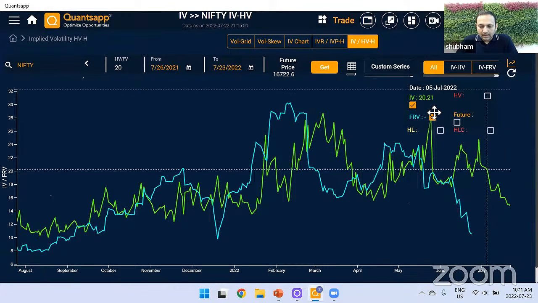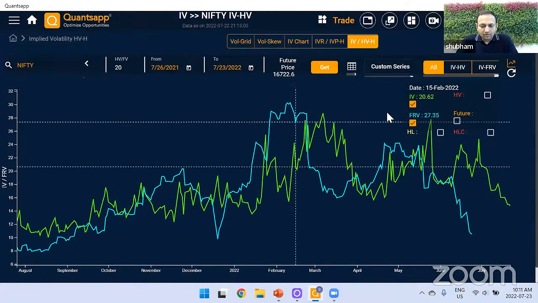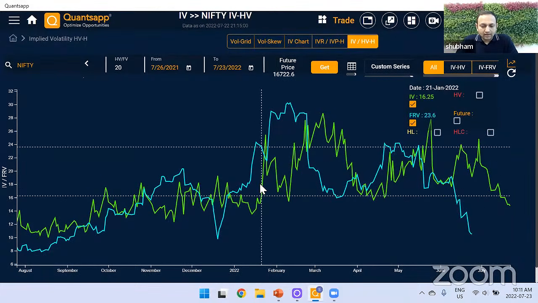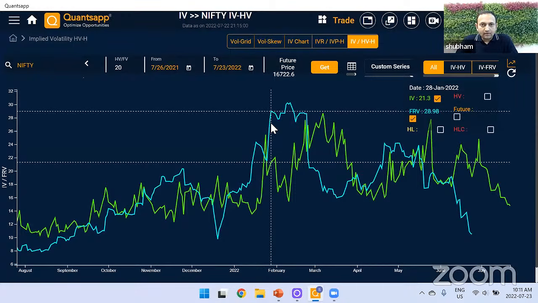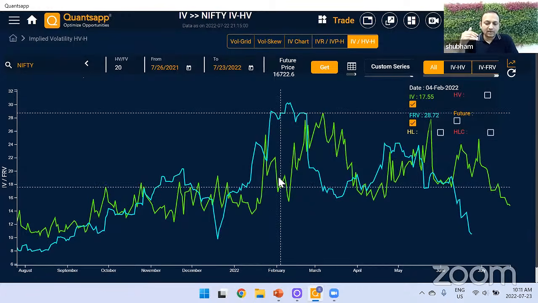And what we are talking about is the green line in this chart is the implied volatility, and the blue line in this chart is the actual future realized volatility. So whenever the green line was above the blue line, we can say that in those times the option writers made money.